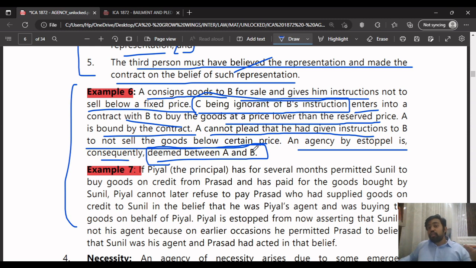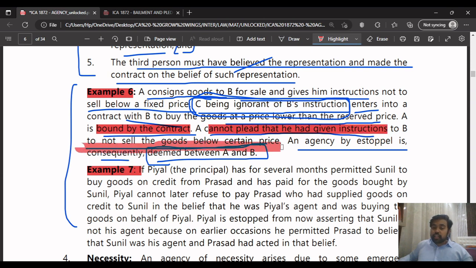In this case, you can also assume that C acted without knowing the instruction which A had given to B. So, being ignorant of B's instruction, he acted in good faith. But since it is a question on agency, you have to write that it is based on agency by estoppel, and A cannot say that he is not bound by the contract. He is bound by the contract, and agency by estoppel is deemed between A and B. You can also add these sentences: C acted in good faith without knowing B's instruction, so A cannot step away from his responsibility.